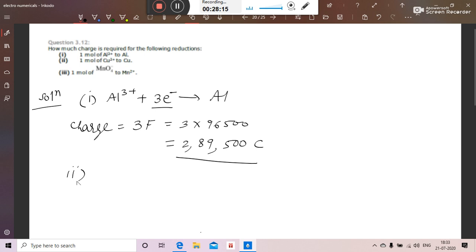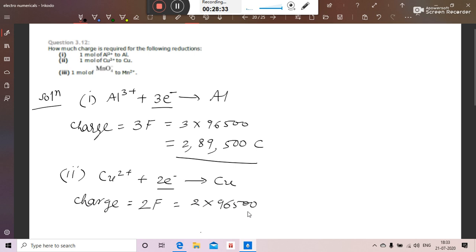And number 2 is to reduce 1 mole of Cu2 plus to Cu. Here you require 2 moles of electrons to form Cu. As 2 moles of electrons are required, the charge will be 2 Faraday. That is equal to 2 into 96500 Coulomb, which comes out as 1,93,000.